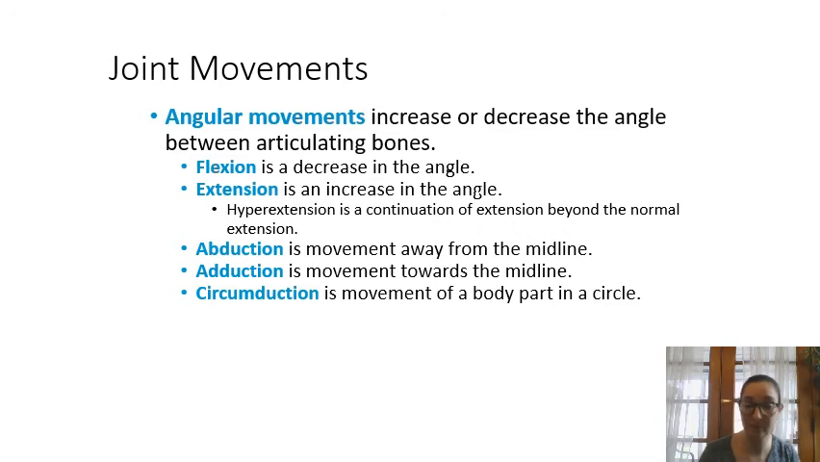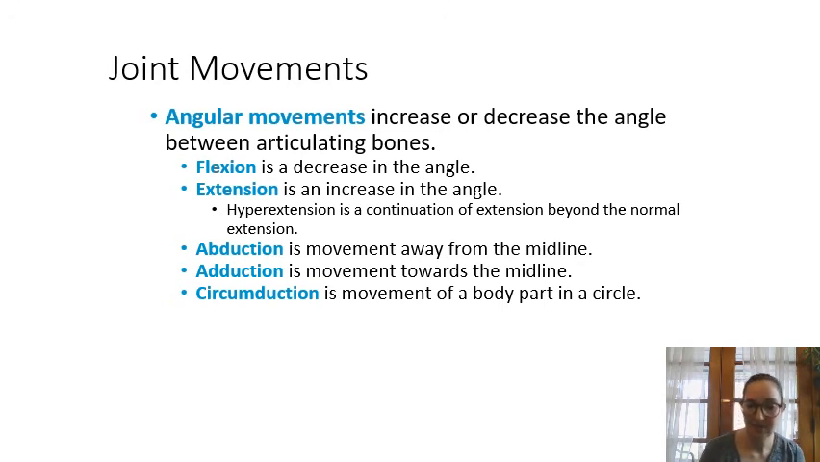All right, angular movements are ones that are going to either decrease or increase an angle between two bones. So flexion is decreasing of an angle. If I lift my arm here, we can see I'm creating a 90-degree angle with my arm. If I do this, that's flexion because I'm decreasing the angle here. If I do this, that's extension because I'm increasing the angle. So flexion is always decreasing the angle. Extension is always increasing the angle, right?